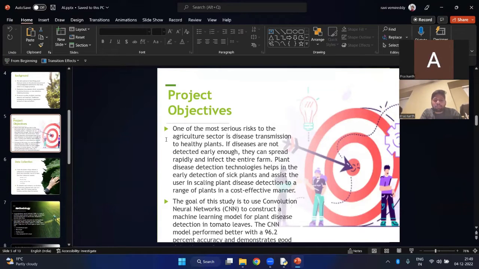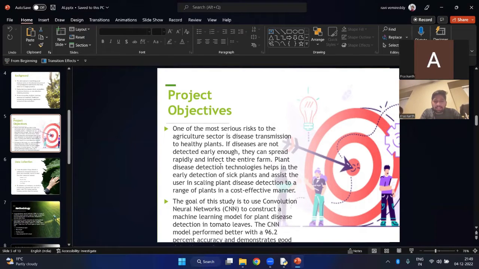Project observation. One of the most serious risks to the agriculture sector is disease transmission to healthy plants. The healthy plants will be affected by the non-healthy plants as well. If disease detection is done in the final stage, it is too late. By this program, we can easily detect the disease in the early stages. If the diseases are not detected in early stages, they can spread rapidly and infect the entire farm.